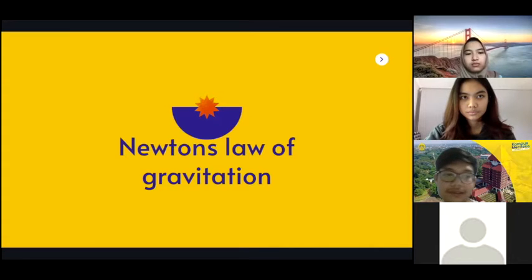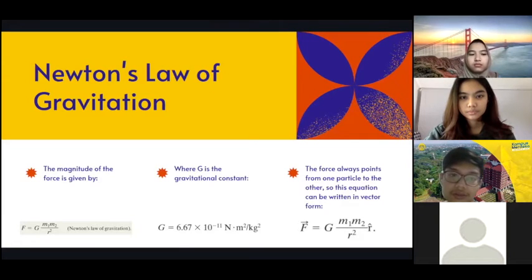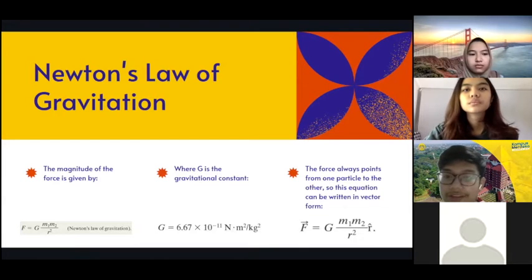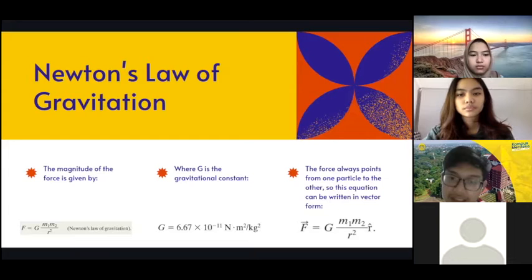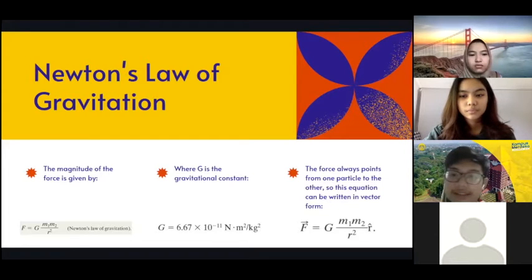Next. So we have this formula. The magnitude of the force is given by this formula, which we can use to find the force, where G is the gravitational constant, 6.67 times 10 to the power of -11. The force always points from one particle to the other. This equation can be written in vector form by changing the force to vector F. Next.